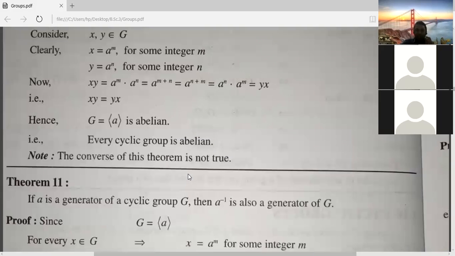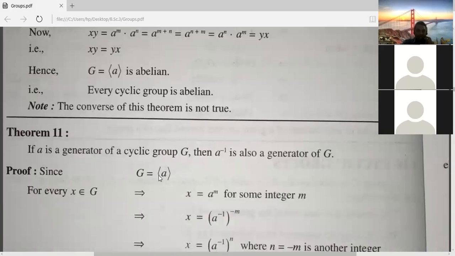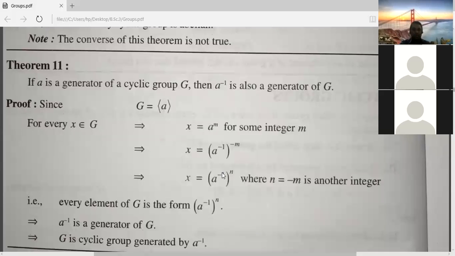Okay. The next one: if a is a generator of a cyclic group G, then a inverse is also a generator of G. First you take the generator. a is a generator of the cyclic group G. By using that, how to prove a inverse is also a generator of G? Here we are proving G is equal to the group generated by a. That is, a is a generator of G.